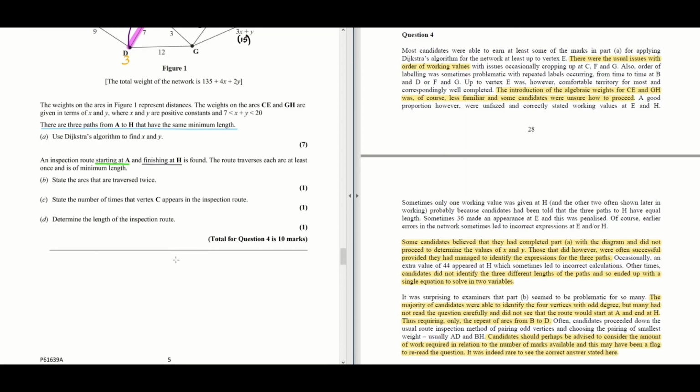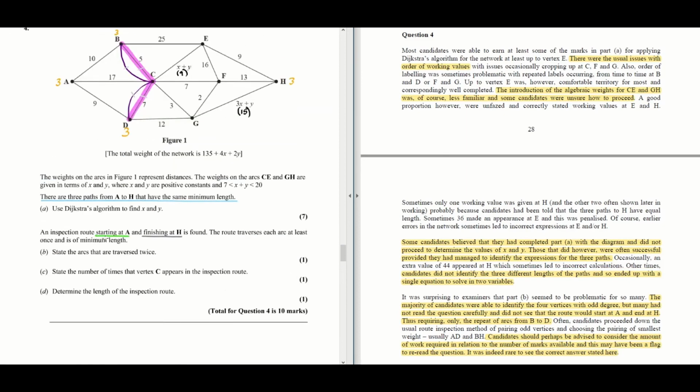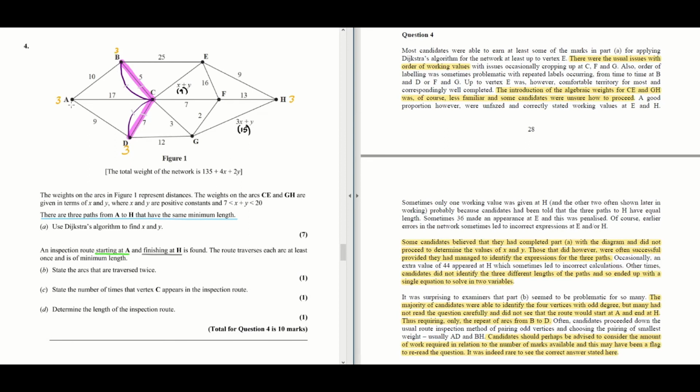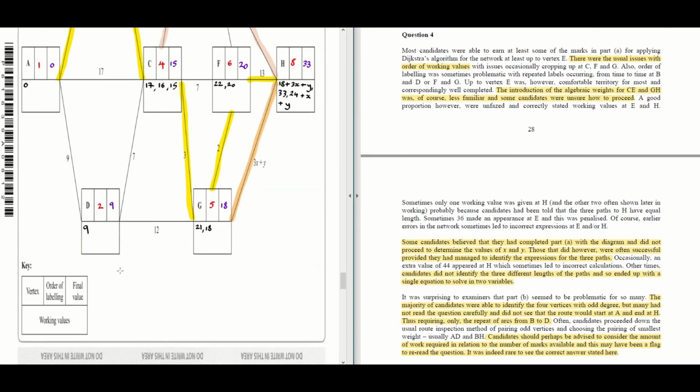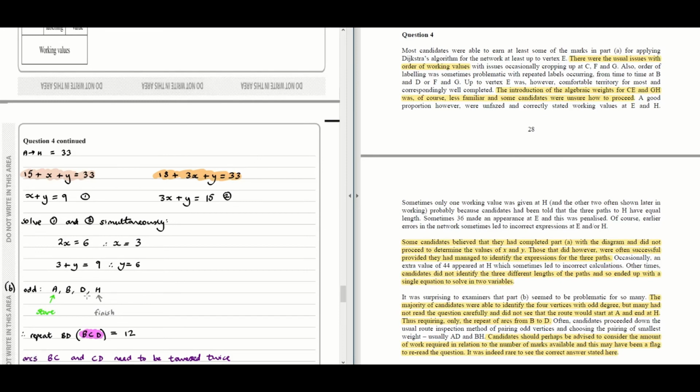A lot of people were able to identify the 4 odd vertices with degree 3, but they did not know what to do from that. Other people went to do a much more complicated method by working out the pairs and proceeding with the Chinese algorithm. But all you have to do over here, you know that you start at A, you finish at H, so all you had to do was identify the nodes, look at what you're starting with, look at what you're finishing with, and then the remaining 2 is the edges that you repeat.